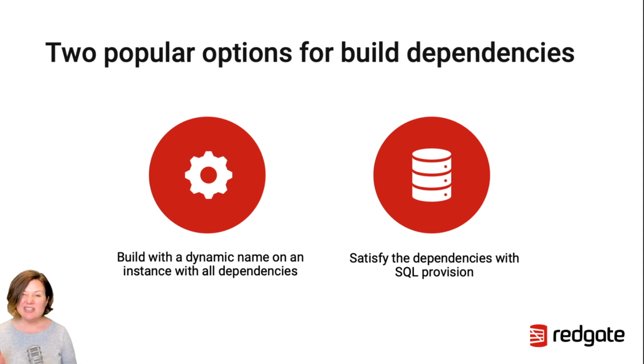Or option 2, we can say we want to, every time the build runs, be cloning our dependencies into place using recent, probably masked data that we've created images from our production environment. And you can do that with SQL Provision if you choose.